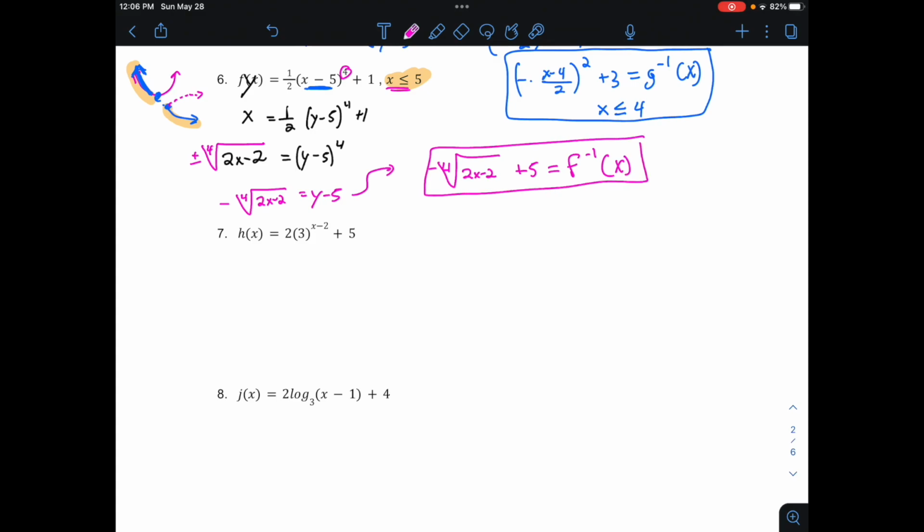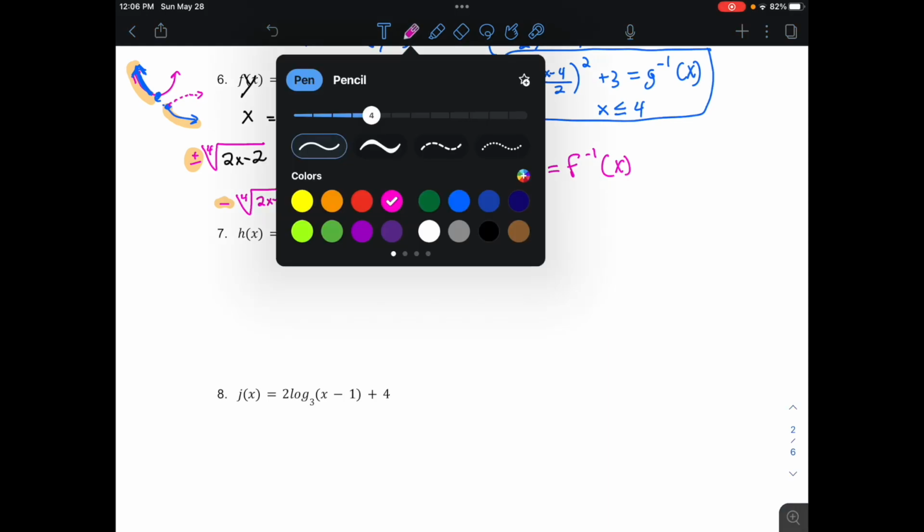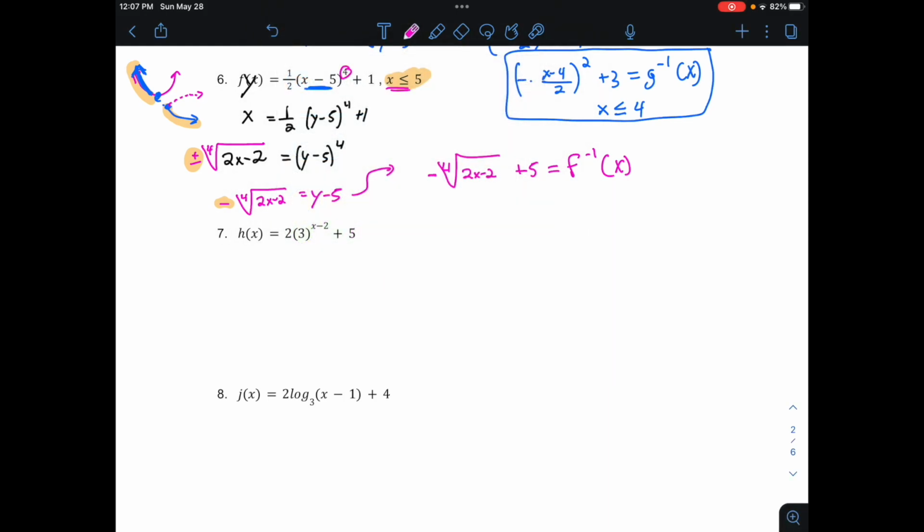And I don't need a domain restriction on this because I've already kind of restricted it by going from plus or minus to just minus. So by having that negative root at the end, I've already kind of covered the domain and function, vertical line test, all that stuff is already taken care of.